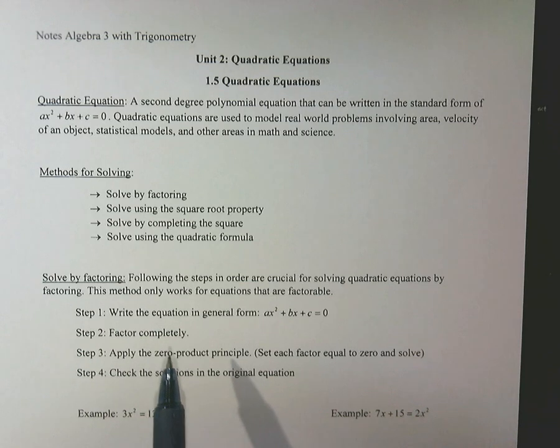Quadratics are important because they model a lot of real-world situations. So depending on what you're going to do after this course, you might see quadratics quite a bit. There are 4 different methods to solving quadratic equations.